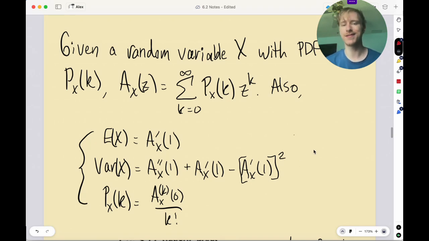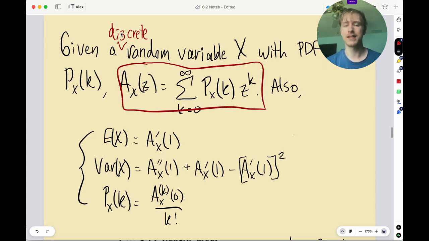Last time we talked about something called generating functions, and more specifically generating functions of a random variable x. Namely, this random variable is discrete, so I should probably add that in there. But the idea is that if you have a discrete random variable x with PDF given by p_x of k, then the generating function is defined to be this. It's the infinite sum from k equals 0 to infinity of the probability density function times z to the k.